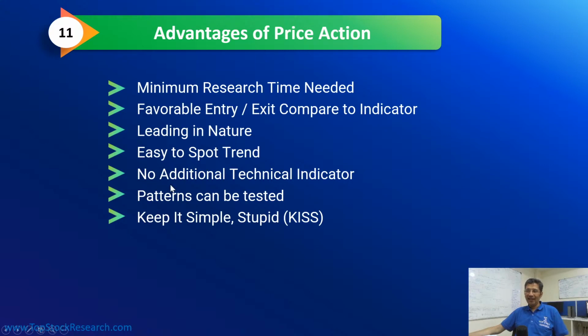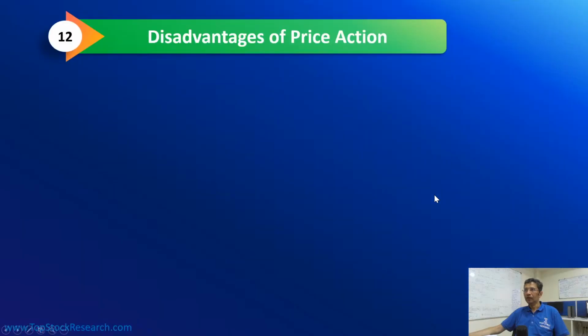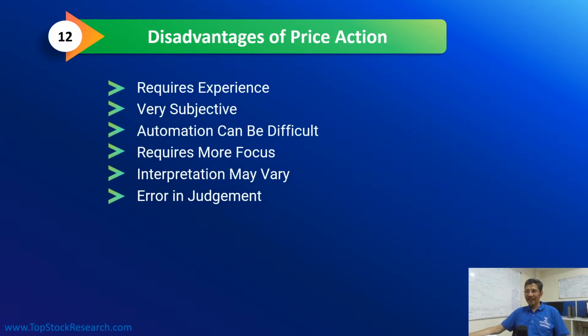Some of the patterns, like candlestick patterns or head and shoulders or triangle, what we have seen can be tested. Narrow range, wide range can be tested, right? Obviously, every advantage comes with certain disadvantage. It requires experience. It is very subjective. For example, in certain cases, you may see a false breakout.